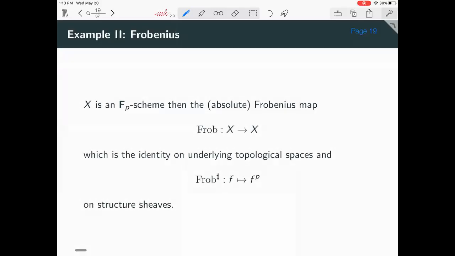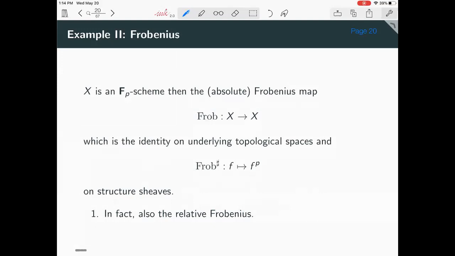So here's another example. Suppose X is now an F_p scheme, and F_p is code word for having this wonderful map called the Frobenius map, which is the identity on the underlying topological space, in particular a homeomorphism. And on the structure sheaf it is given by the pth power map. So locally, it's modeled by the map from A to A, a map of F_p algebras that sends x to x to the p.